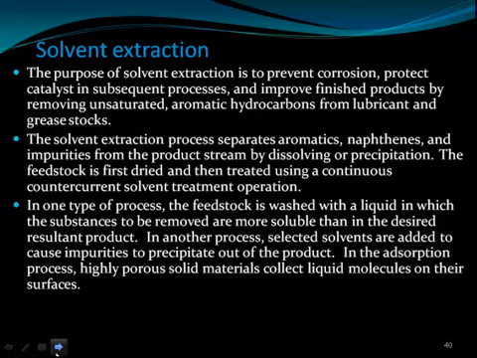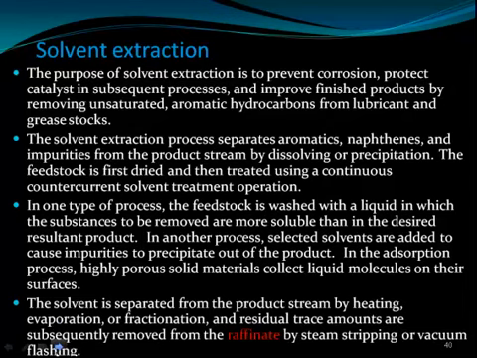So in one type of process, the feedstock is washed with a liquid in which the substances to be removed are more soluble than in the desired resultant product. In another process, selected solvents are added to cause impurities to precipitate out of the product. In the adsorption process, highly porous solid material collects liquid molecules on its surfaces. The solvent is separated from the product stream by heating, evaporation or fractionation. The residual trace amounts are subsequently removed from the raffinate by steam stripping or vacuum flashing.